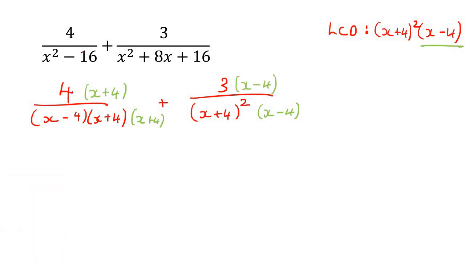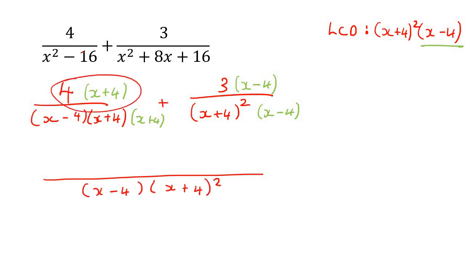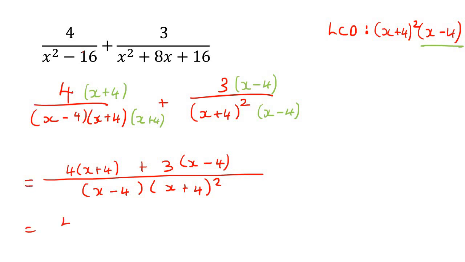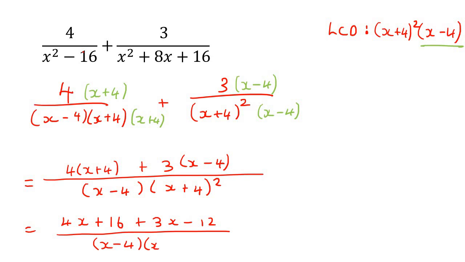Okay, so now we're going to put everything over the common denominator, which is like that. And so now we're just going to put this together, so 4 times x add 4, plus 3 times x take away 4. And so what we're going to end up with now is 4x add 16, add 3x, take away 12, and then at the bottom we just have x take away 4, and then x add 4 squared.